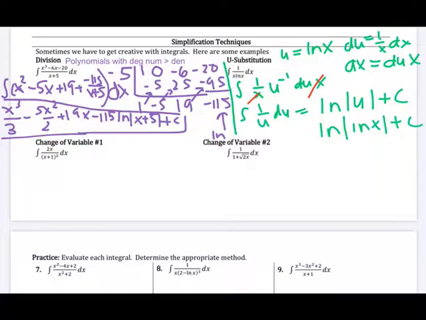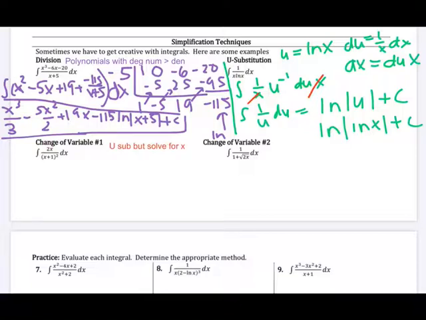So we have the natural log of the natural log of x, absolute value, plus c. Now we're going to talk about two other u-substitution styles that involve a little bit more intricacy. So this first u-substitution that we used for the green could have been done using just reversing the chain rule, which is obviously a simplification technique as well. Change of variable number 1 is going to be u-substitution where you also have to solve for x.